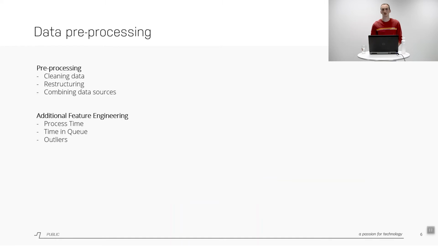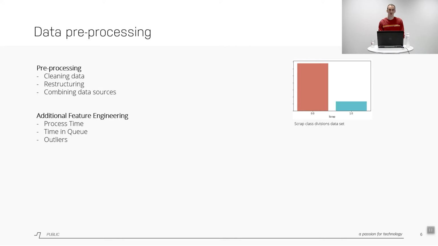In the beginning we did some pre-processing, which is quite standard in machine learning practices, and we also got some additional features out of the model. Based on the MES data we determined the process time and the time in queue to see if these features influenced the performance of the product. And also we determined the outliers, which are also added as additional features.